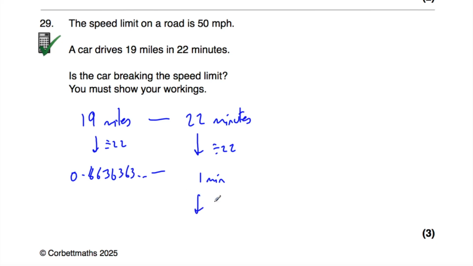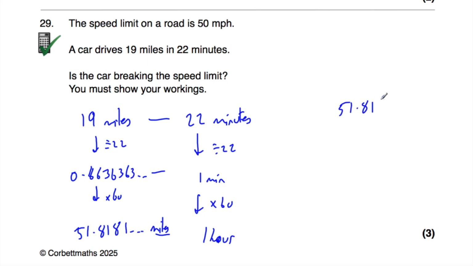We want it to be in an hour, so let's times by 60 and times by 60. If we times both of them by 60, we'd have 1 hour as the time, and then 0.8636363 and so on times 60 would be 51.8181 and so on miles. So that means it would be 51.818181 and so on miles per hour. So that's the speed.